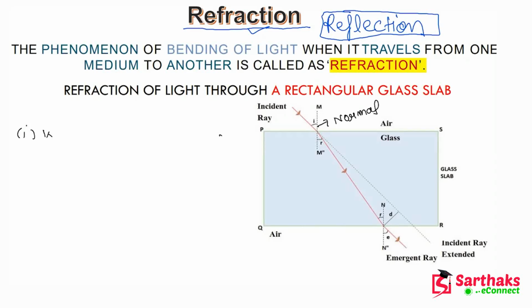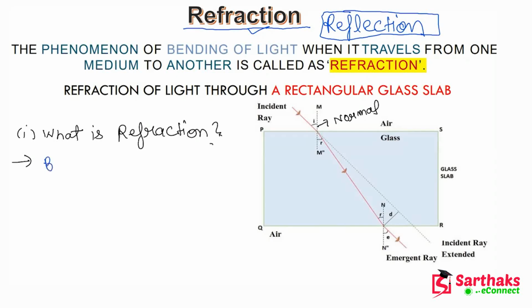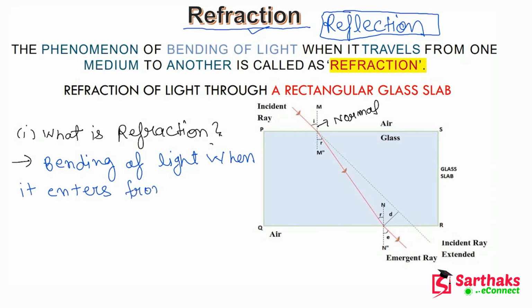If you are asked what is refraction, then you can simply answer that refraction is the phenomenon where light bends, or you can simply say bending of light, when it enters from one medium to another. Then this is called refraction. So I hope, guys, you got my point.